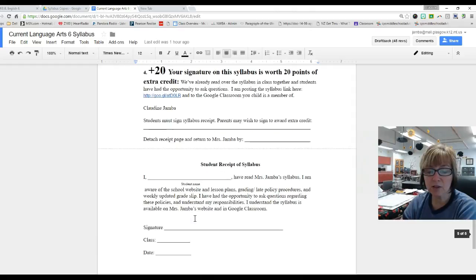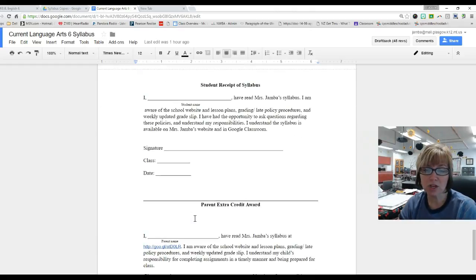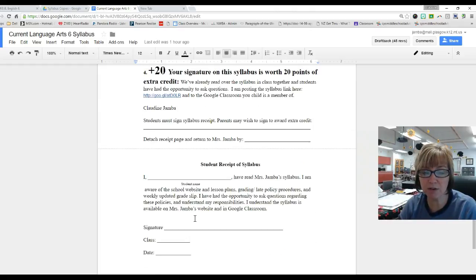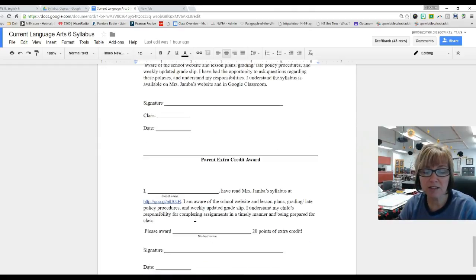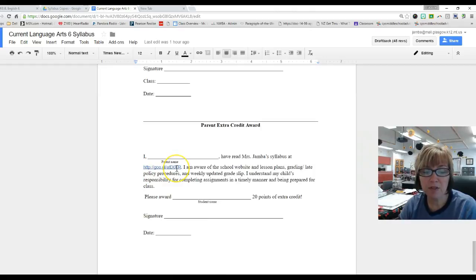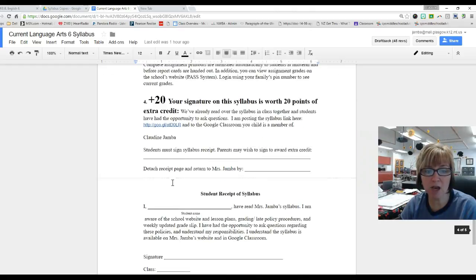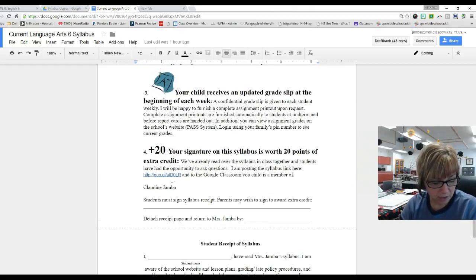If you take this syllabus receipt page home to your parents, you have to sign the top of it. Your parents may sign the top of it or the bottom of it. Using the link, they can read the syllabus and sign this page, have you bring it back for the 20 points of extra credit. So I'm just checking my time. I have about 4 minutes left.